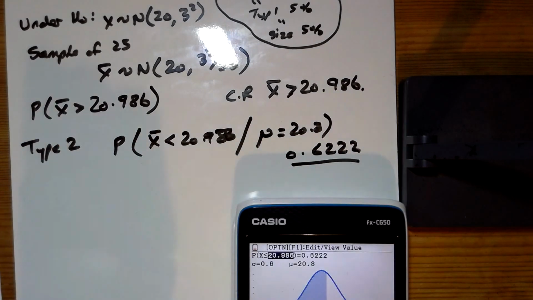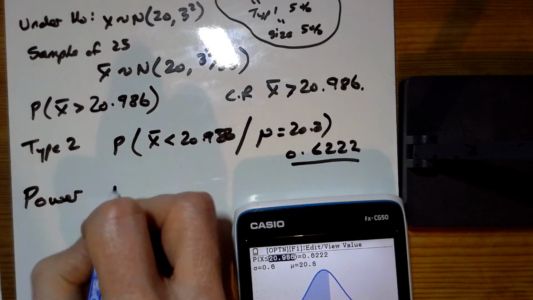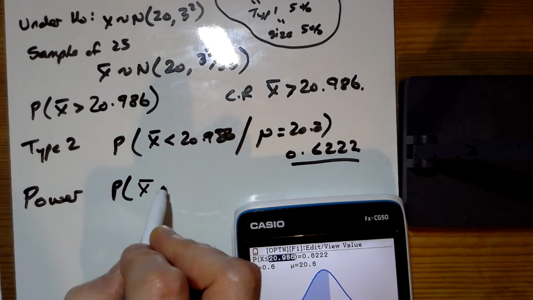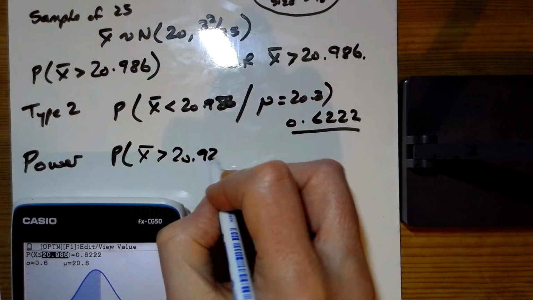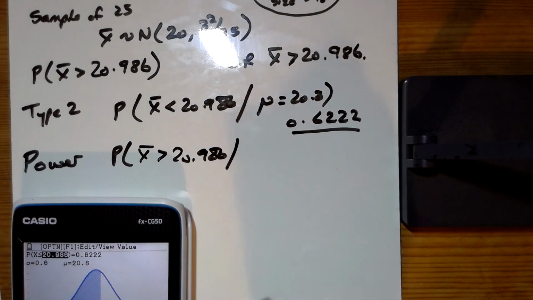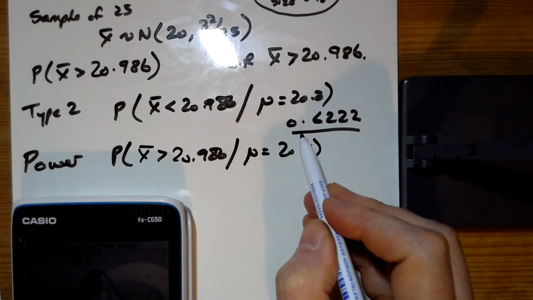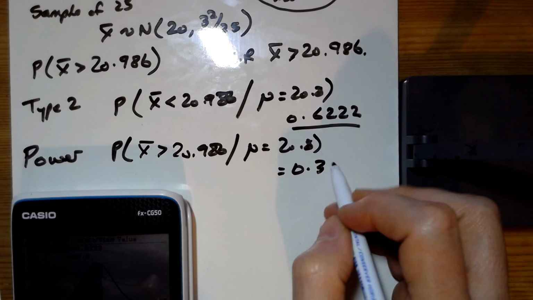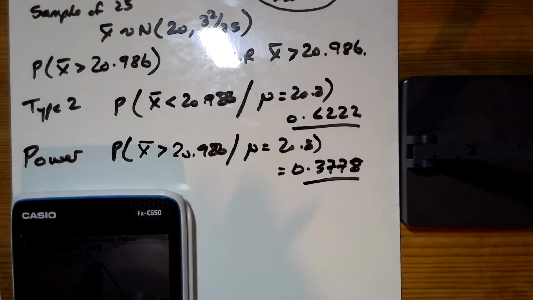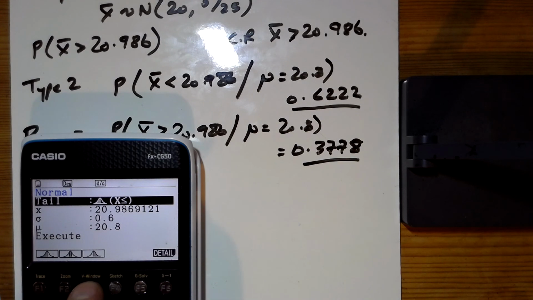The question asks for the power. Now the power of the test is the probability of rejecting it. So back to this one here. So rejecting it is bigger than 20.986, given that it was wrong and given that the mean was 20.8. So that's the exact opposite of what we've just done here. So it is just 1 minus that. So it's 0.3778. Or if you want to do it on the calculator, we just change this to a greater than, because when it's greater than that value, we know we're going to reject.